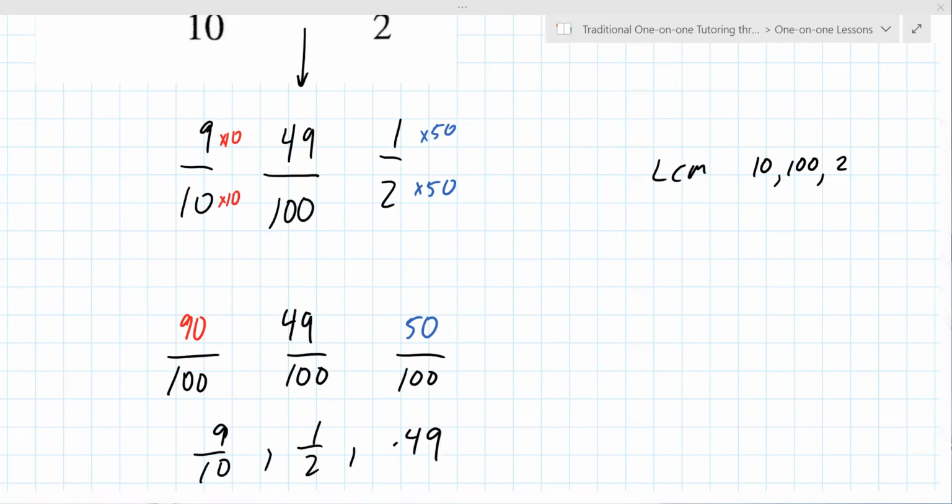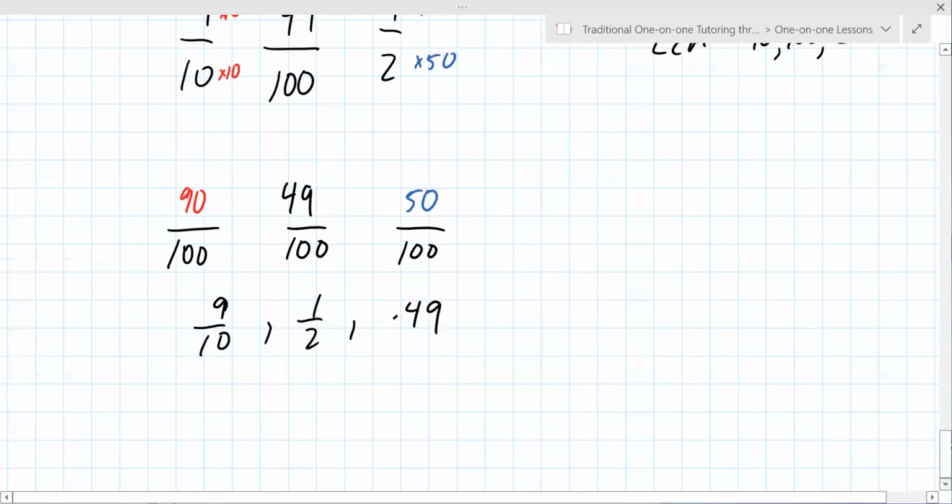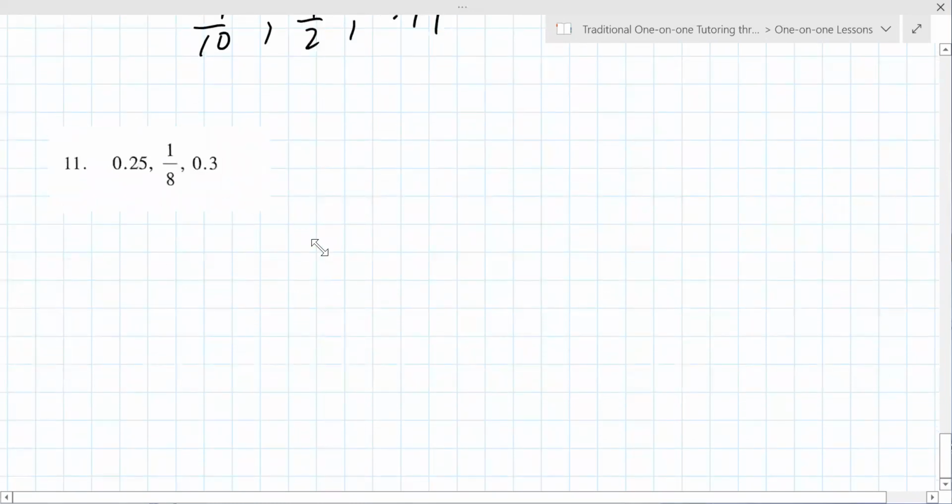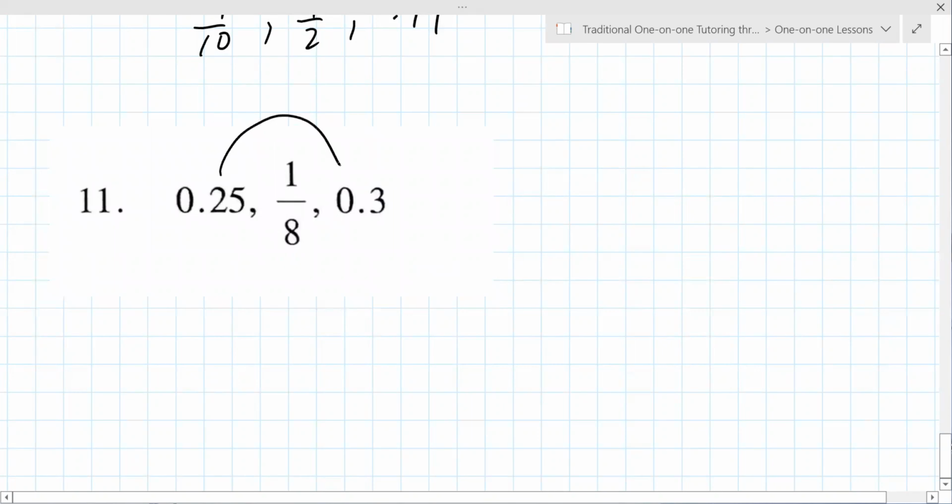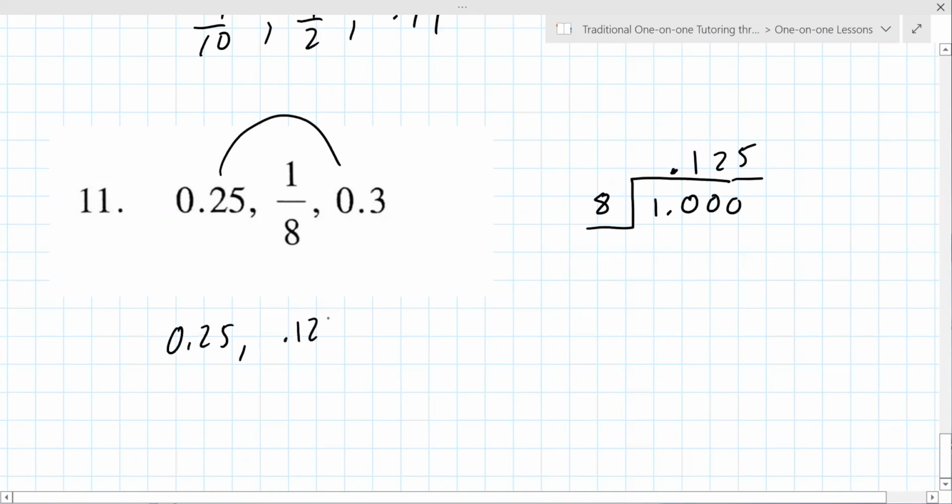Okay, so let's really quickly do 11. So this one, when they're 2 decimals, you're gonna convert the last one into decimals. So 8 into 1 becomes 0.125. So you're looking at 0.25, 0.125, and 0.3. Okay, so then you just order them. The greatest one is 0.3. The next greatest is the 0.25, and then 1/8.